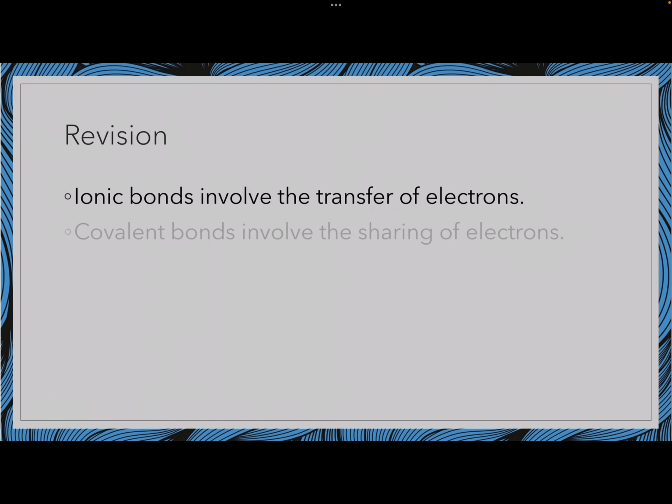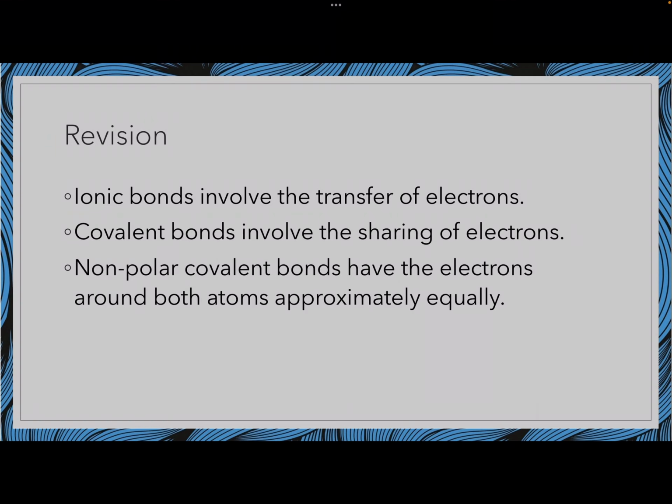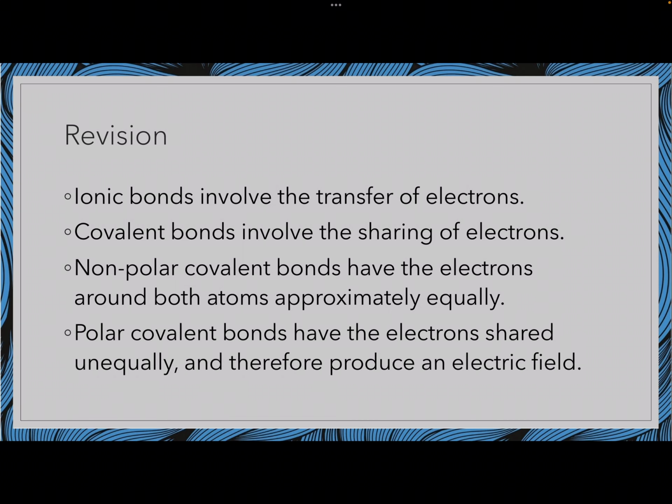So the first thing: what involves the transfer of electrons? That's ionic bonds. Sharing of electrons are covalent bonds. Non-polar covalent bonds share the electrons approximately equally. And polar covalent bonds have the electrons shared unequally and therefore produce an electric field, which we call polarity.